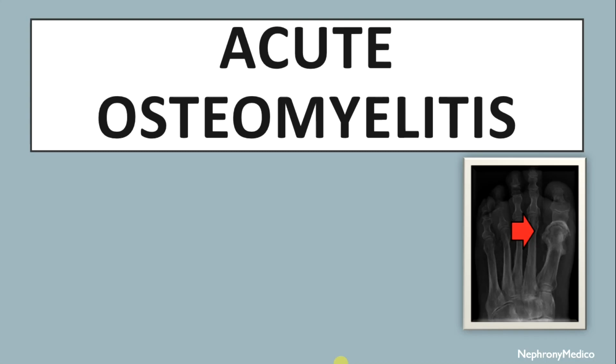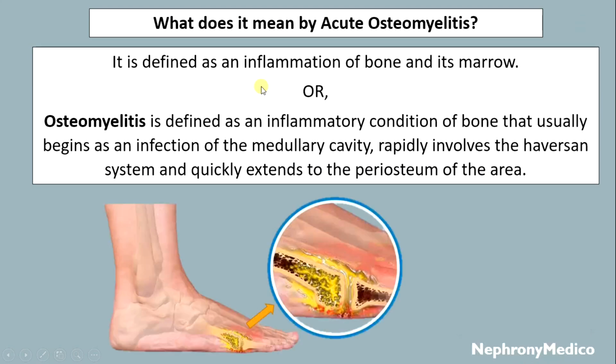Hello and welcome. Let's talk about acute osteomyelitis. What does it mean? It is defined as an inflammation of bone and its bone marrow. Or, osteomyelitis is defined as an inflammatory condition of bone that usually begins as an infection of the medullary cavity and rapidly involves the Haversian system and quickly extends to the periosteum of the area.